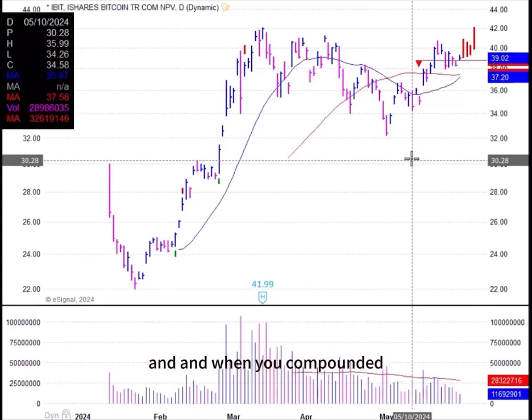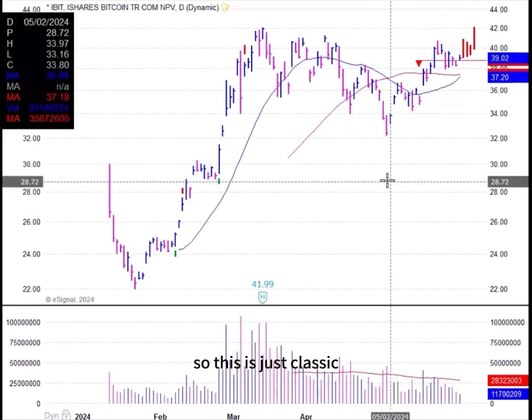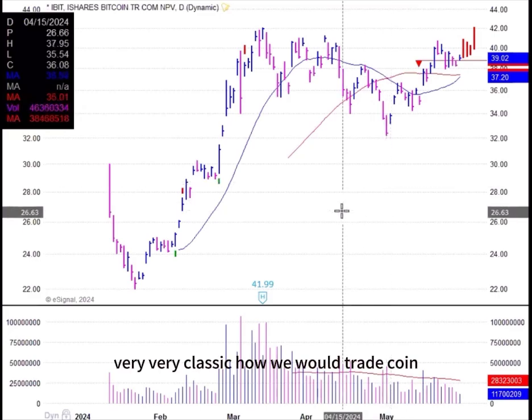And when you compounded it all out, Yahoo went up 8,000% from the first time I bought it. I didn't get 8,000%, but I got a really big move. It was several hundred percent based on compounding it. So this is just very classic how we would trade.